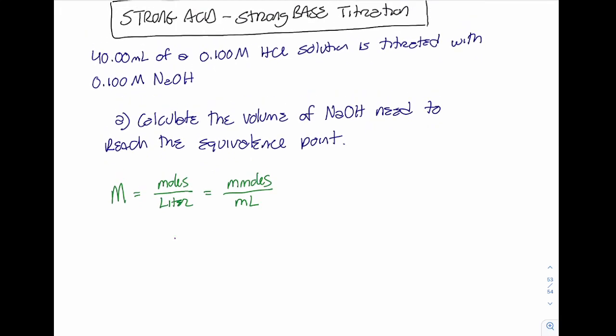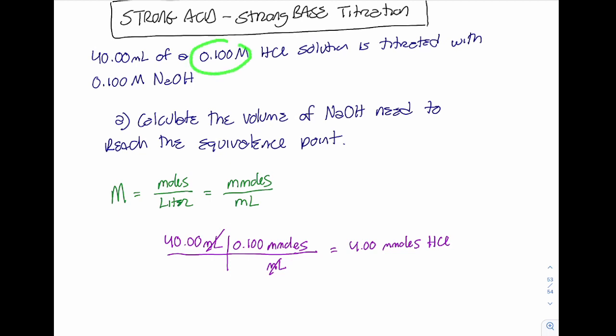So what I'm going to do is I have 40.00 milliliters. And then my concentration, right? I have 0.100 millimoles per milliliter. These are going to cancel. And I'm going to have 4.00 millimoles of acid, right? I just took my concentration, I multiplied it by my volume. By keeping this in milliliters, this comes out in terms of millimoles.